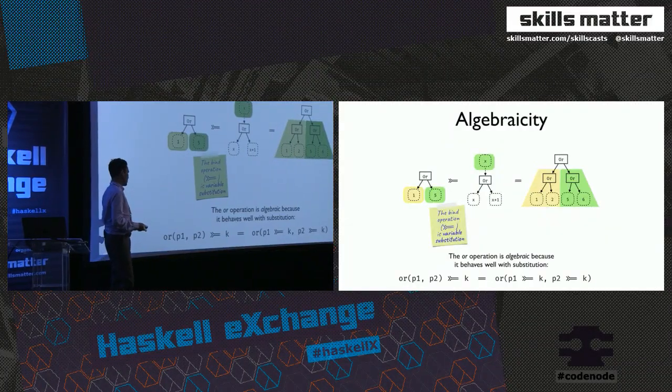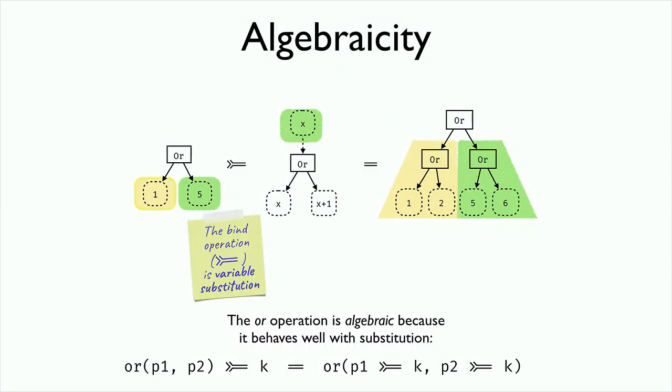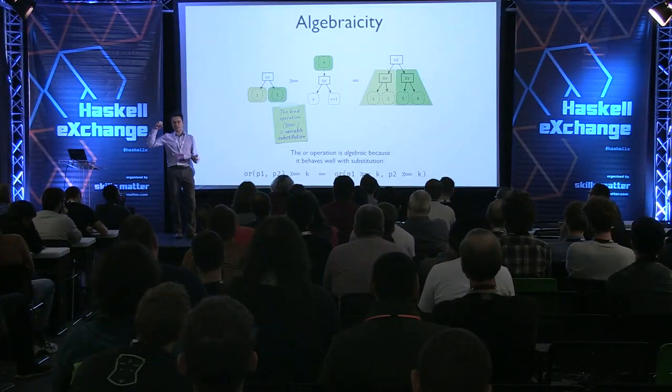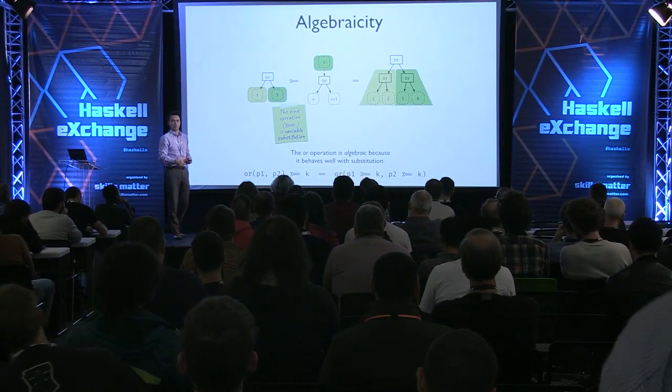And more formally, it looks like this. It says that if you have OR P1, P2, and you bind, I wish this was a bit taller. Can I lift the, no, anyway. So if you have OR P1, P2 bind K, then that should be the same as OR P1 bind K, P2 bind K. In other words, the K gets distributed right into the parameters of the operation itself.